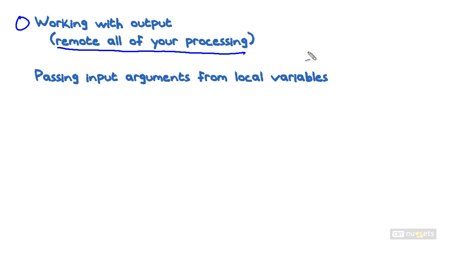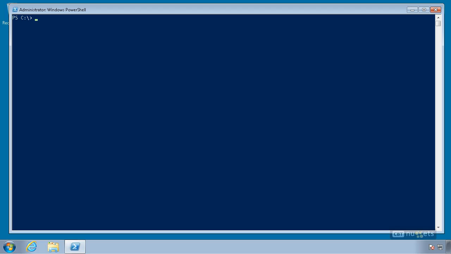Now, going the other direction, I'll show you how to take a value that's in a local variable and pass that as an input argument to the remote command. It's not hard, but there's definitely a little trick to it, and it's not immediately obvious, unless, of course, you've been reading the help files, in which case it will be very, very obvious. So we'll see if you picked that up. Let's start by discussing dealing with output.